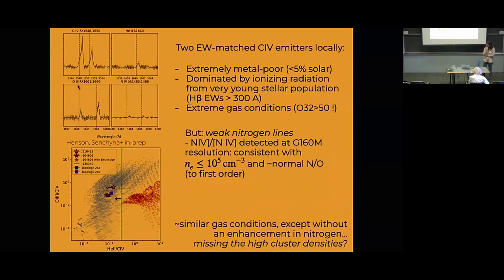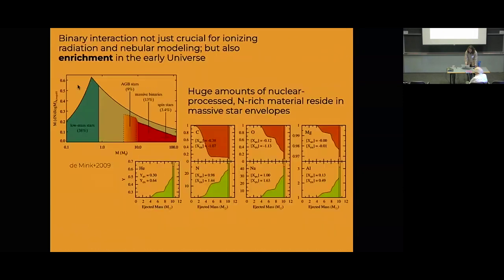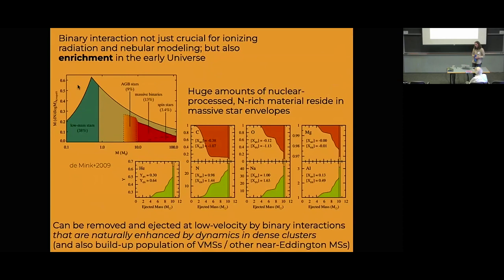Okay, one last question from Rafi. Yeah, very rapidly. If you go back to the slide where you were showing the chemical imprints of dynamical interactions at the very end, my question is on the time scales that you need to have this nitrogen enhancement by this mechanism, because if I understand correctly, most of the enrichment comes from relatively low mass stars. Is this comparable with what we are looking at at very high redshift, where timescales are much shorter, apparently? Yeah, very good question.